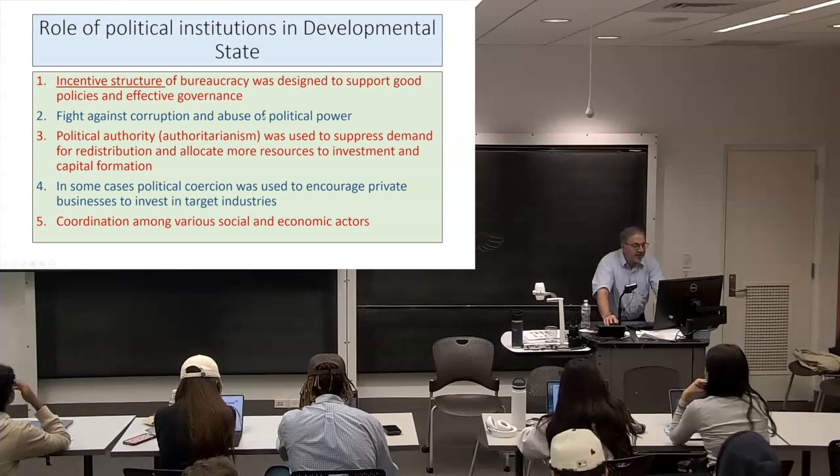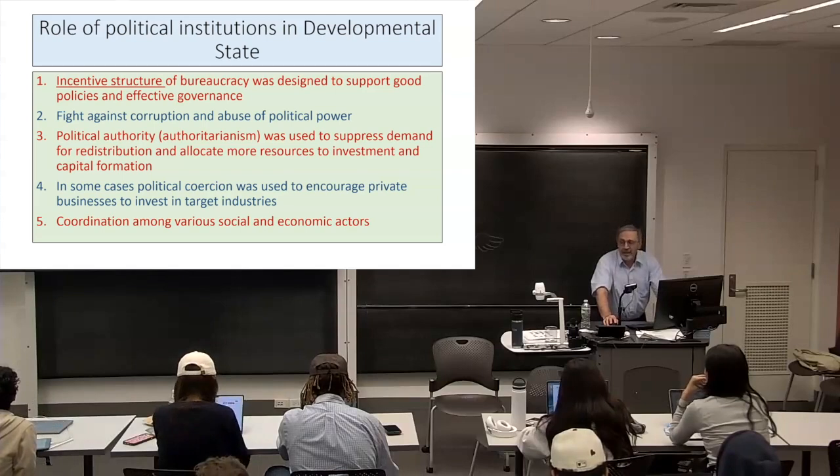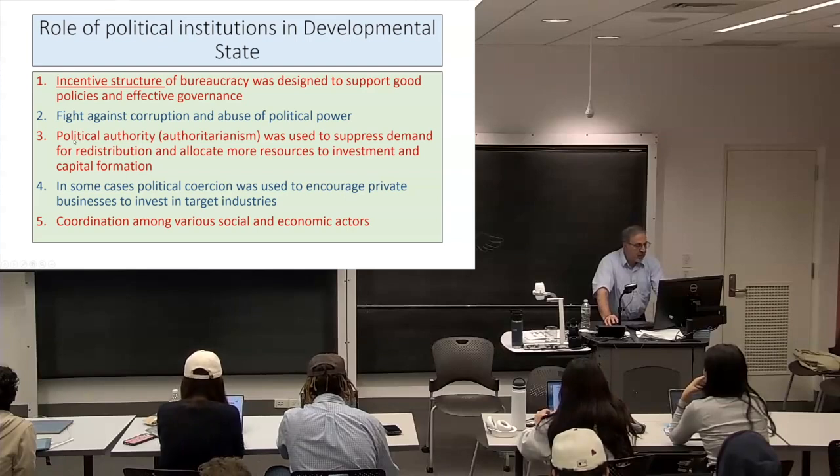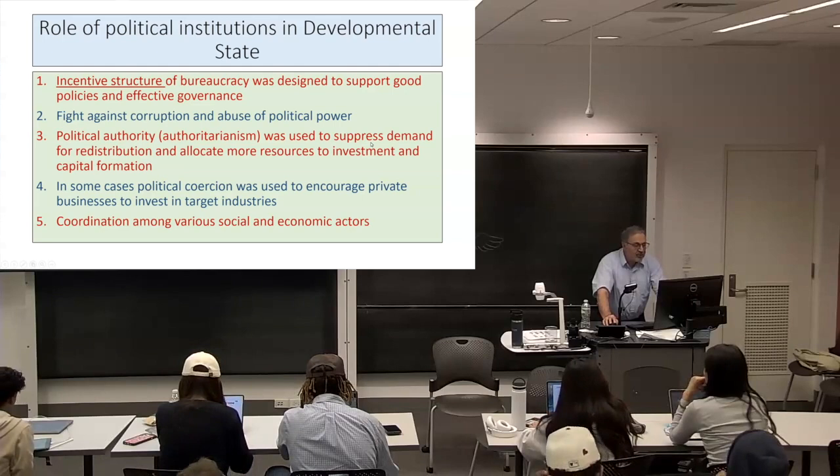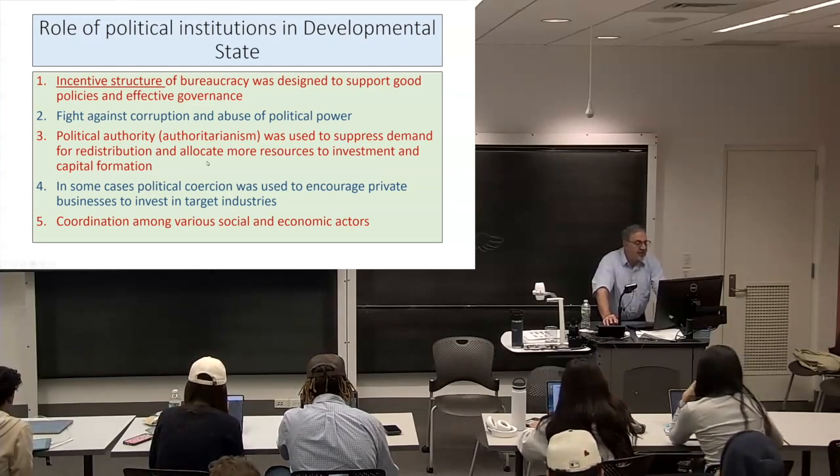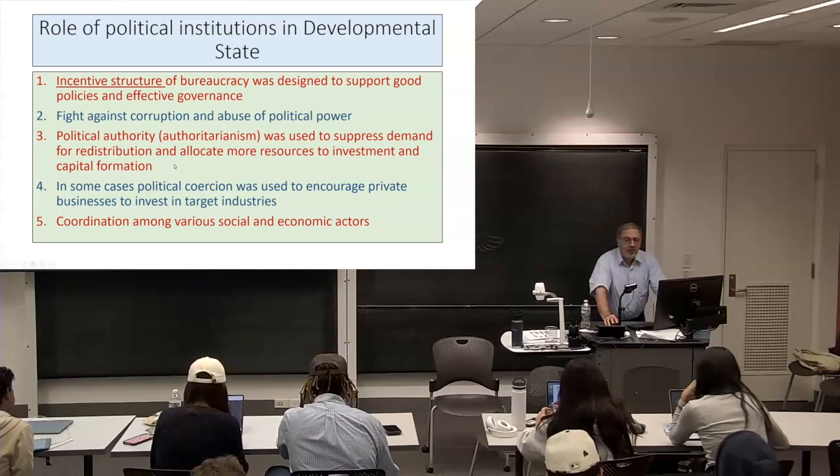It's very important to fight against corruption and abuse of political power. How can you have mechanisms to identify and prevent corruption? Political authority must be used to suppress demands for redistribution and allocate more resources to investment and capital formation. What does this mean? What is the meaning of this? It's not a pleasant thing.